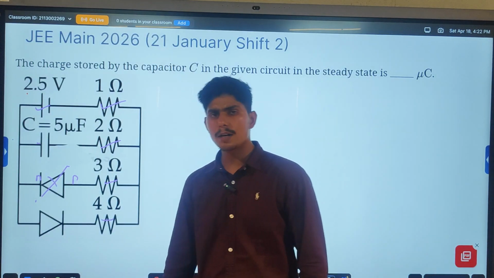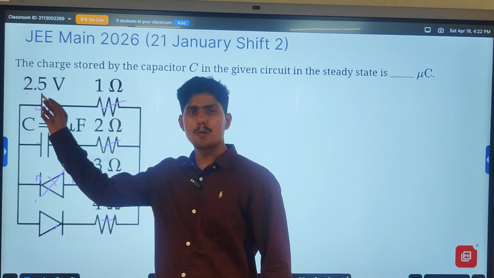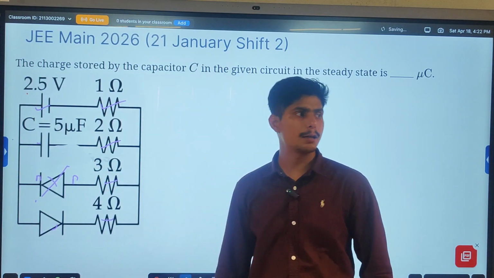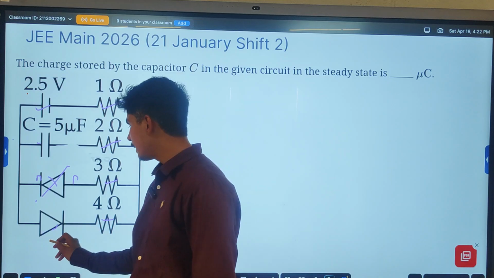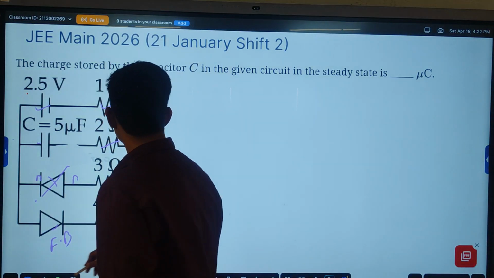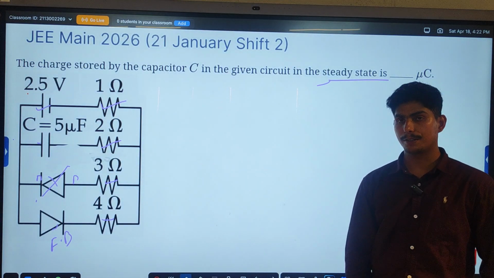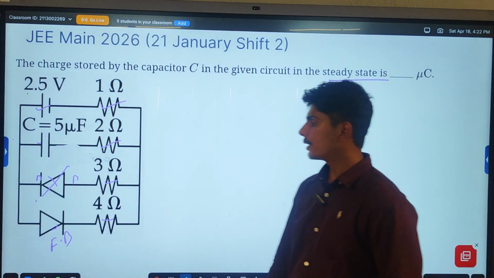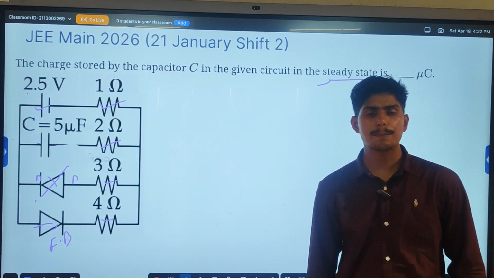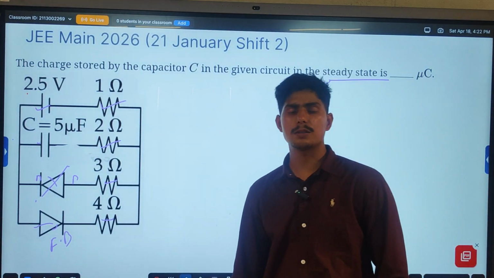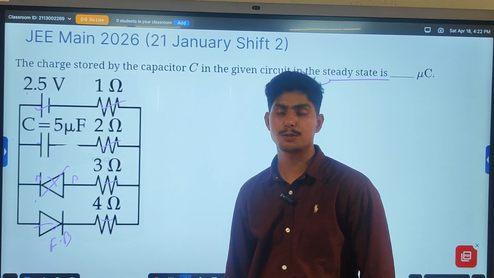And what is the forward bias? In forward bias, the P side of a diode is connected to the positive terminal and the N side of the diode is connected to the negative terminal of the battery. So this is the forward bias, and we know that in a steady state, a forward biased diode behaves as a plain wire. Okay, it will be converted to a plain wire. And in steady state, a capacitor allows no flow of charge or current because it stores the maximum charge that it can store.